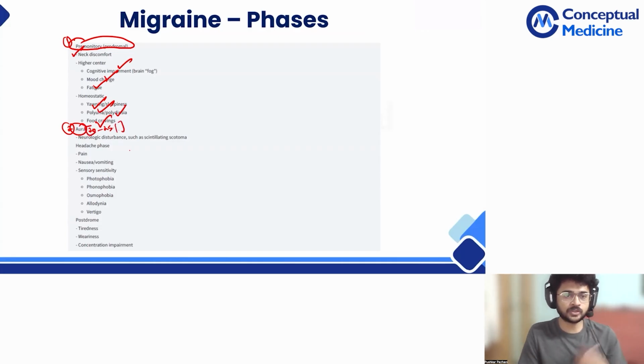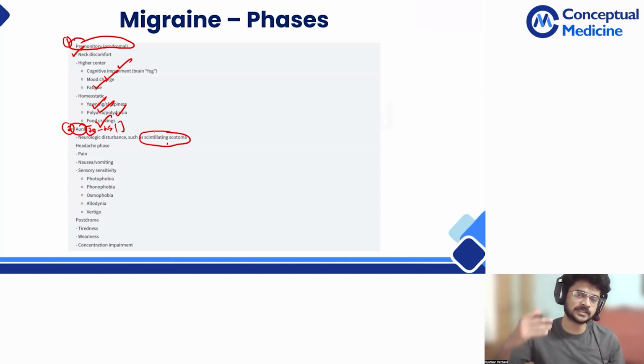This is usually a visual aura or a neurological aura. It can be in the form of a scintillating scotoma, or it could be a neurological disturbance like a weakness or a sensory disturbance. It could be a language disturbance, or sometimes it can even be brainstem dysfunction or ophthalmoplegia.